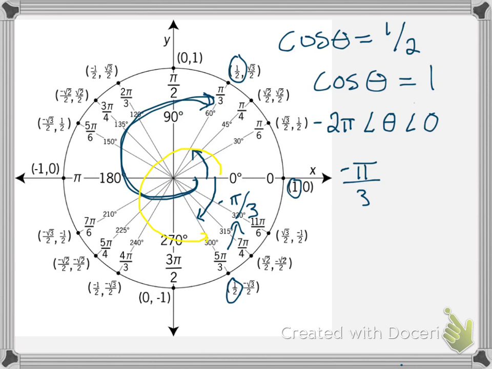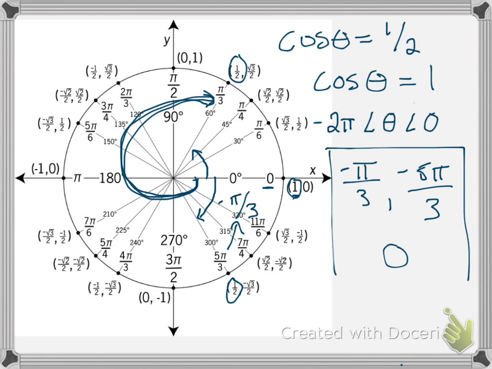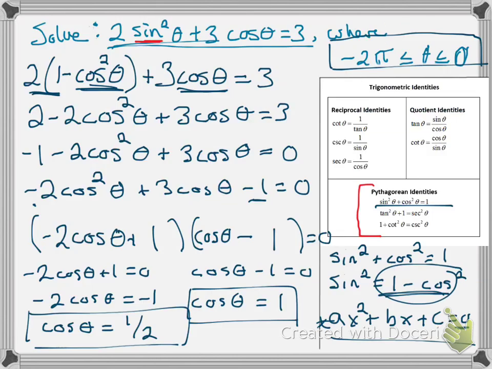The distance between those two rays is the exact same. So we find that our other answer would have to be negative 5π/3, because we're going in the negative direction. And then our other answer, where cosine is 1, is going to be 0. So, based on our interval, these are the solutions that satisfy our original equation.